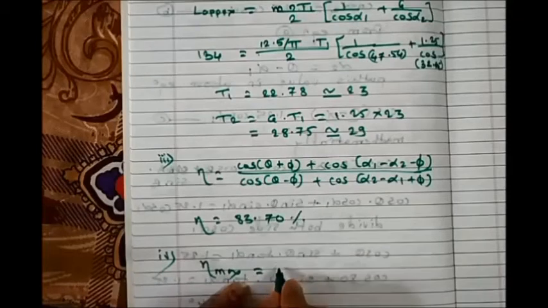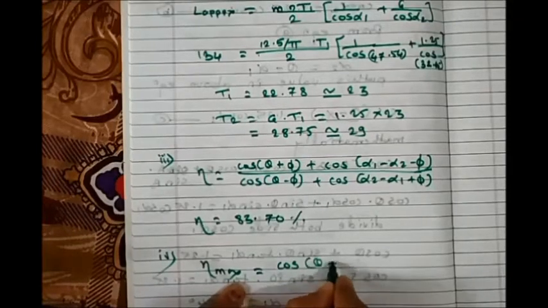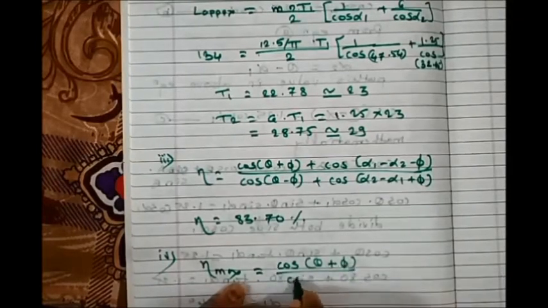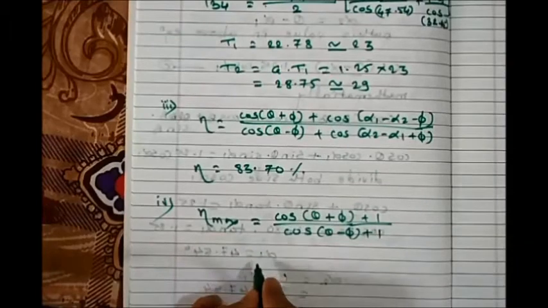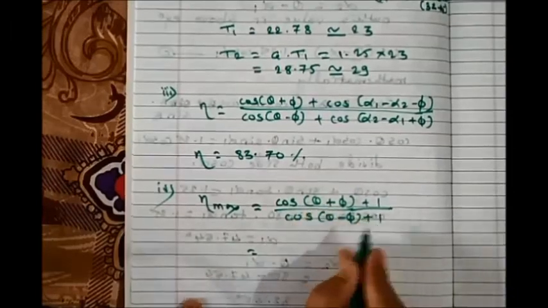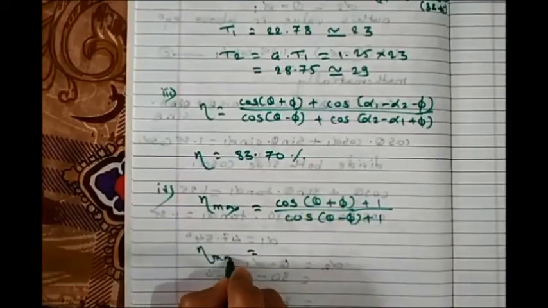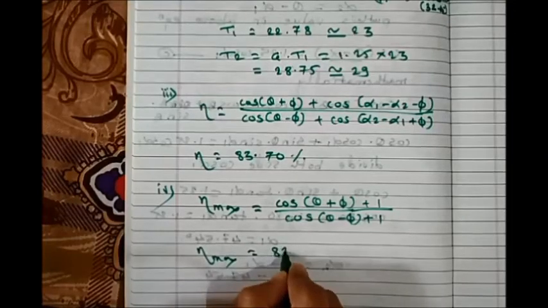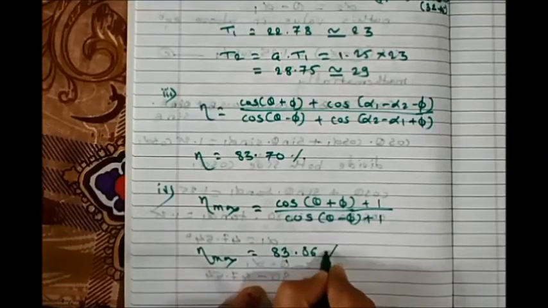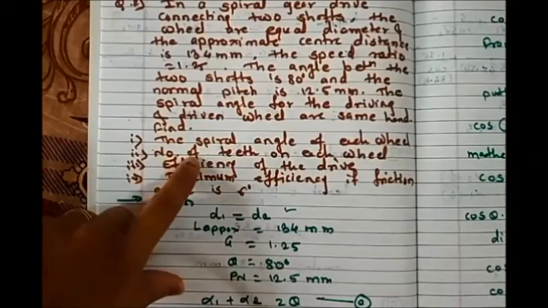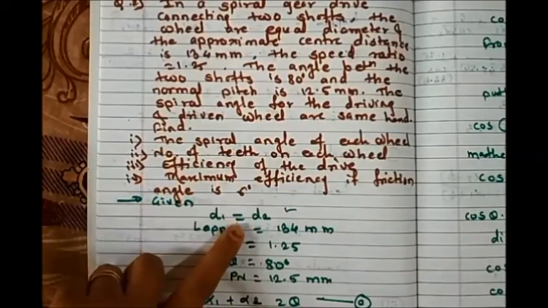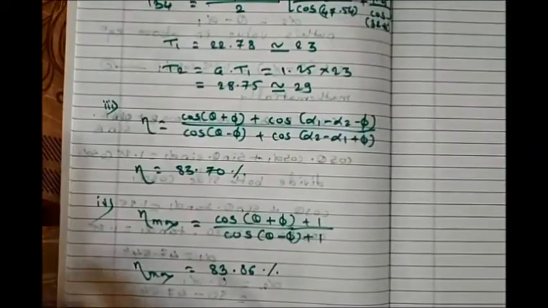Similarly, lastly they ask for maximum efficiency. So maximum efficiency is equal to cos of theta plus phi divided by cos of theta minus phi plus 1, all plus 1. Again we know theta, we know phi, so we get maximum efficiency 83.86%. In this way we get the spiral angles, number of teeth, and efficiency of the spiral gear. I hope you get the idea. Thank you for watching the video.